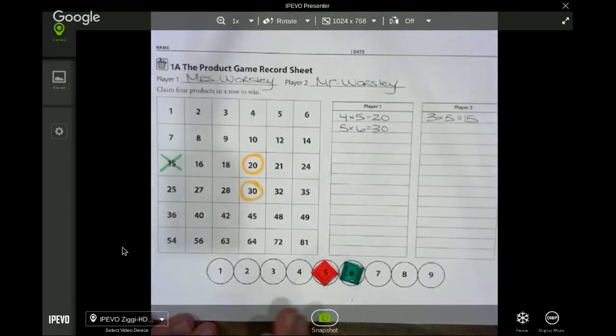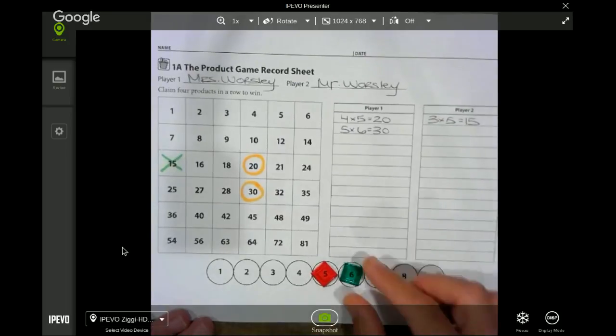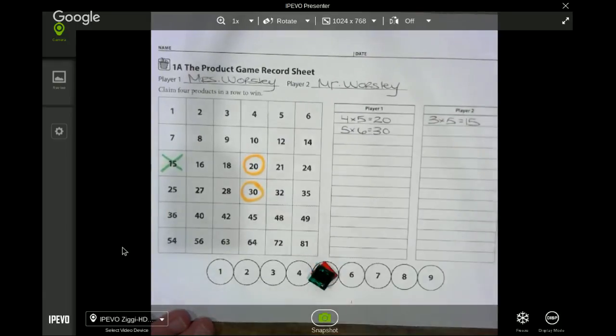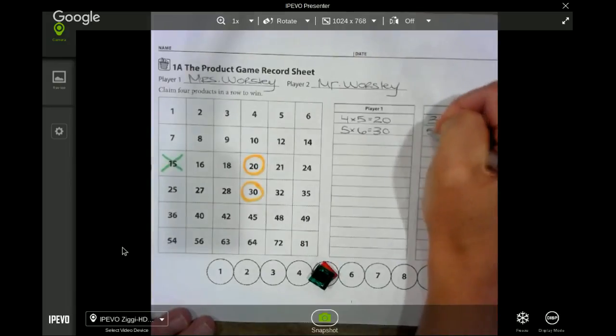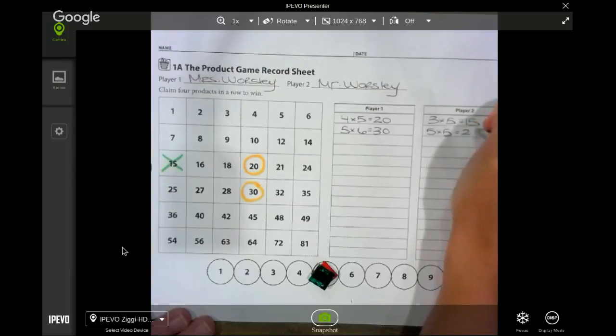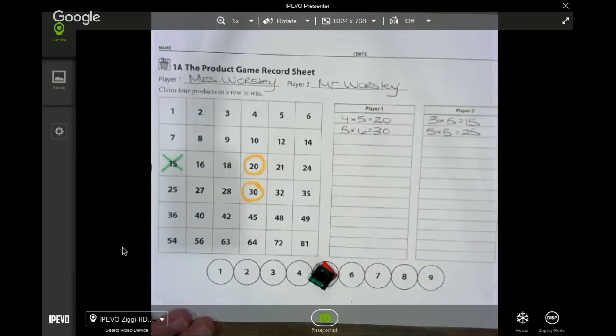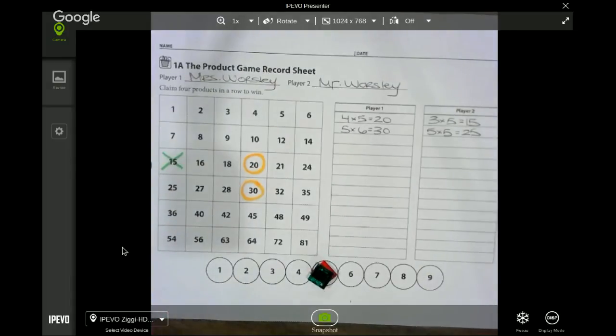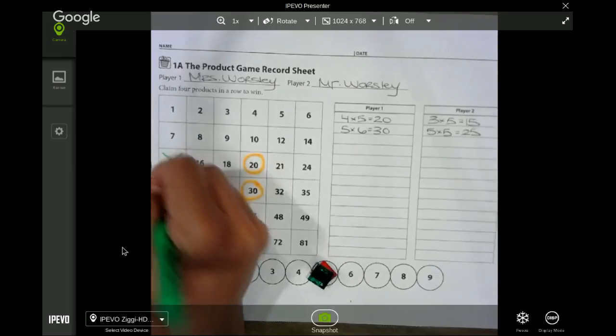Okay? Once again, Mr. Worsley can only move one piece at a time, okay? So he might want to go for 25. This is a rule of the game that the 2 pieces can actually be on top of each other. He has one factor of 5, so he can move his other piece on top of the 5 to make the equation 5 times 5 equals 25. It's okay to have 2 pieces on top of each other, okay? So he gets to put an X over the 25.